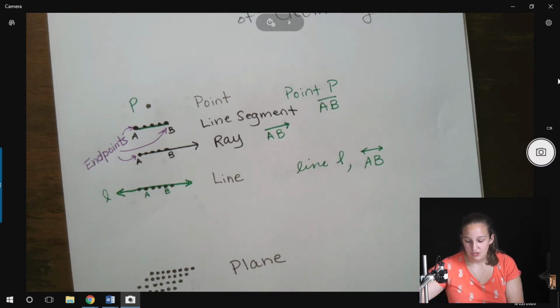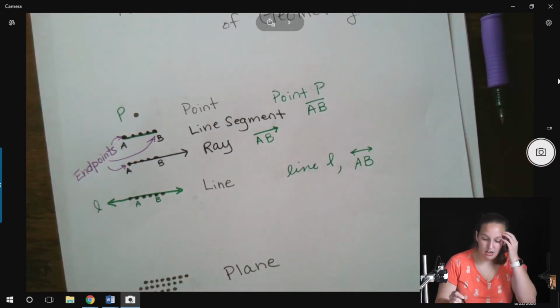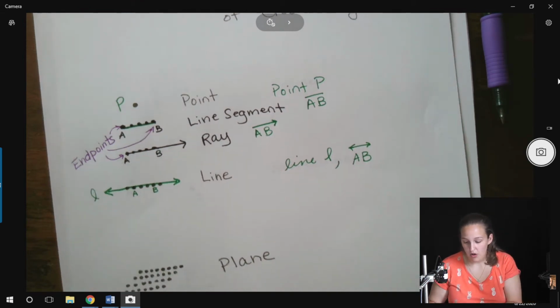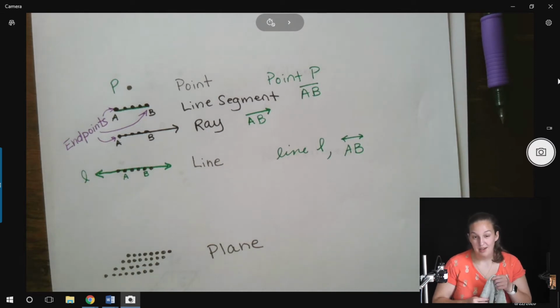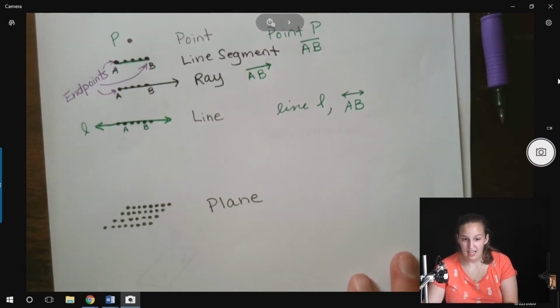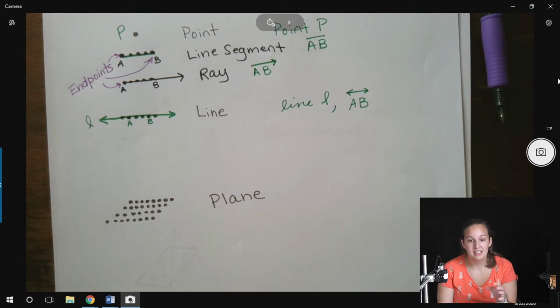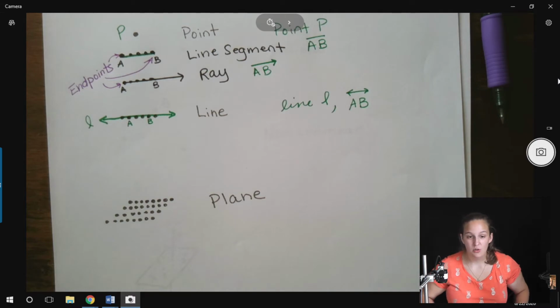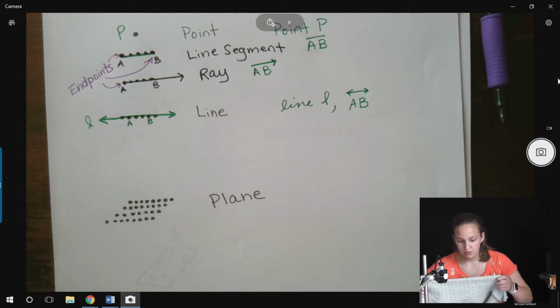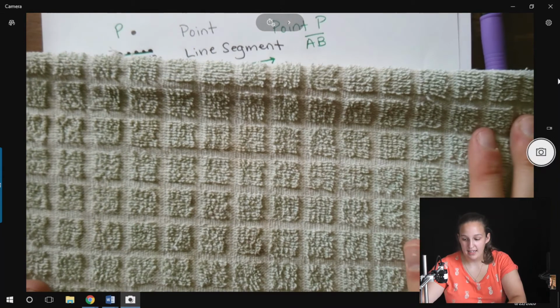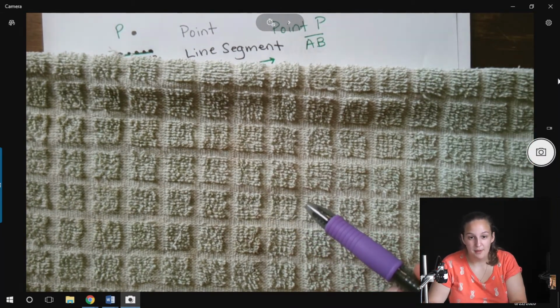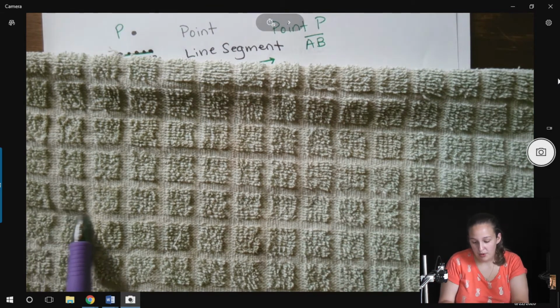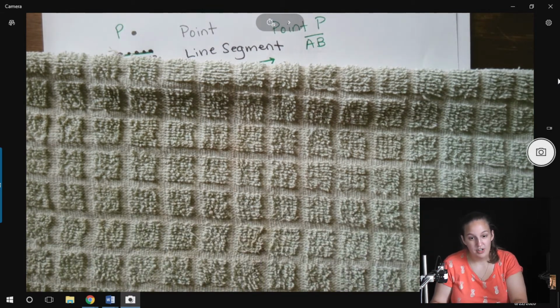Okay, so if we want to talk about all of these things added together, what am I talking about here? I'm talking about a plane. So in this case, if you have a bunch of points and they're all smashed together, or you have a bunch of lines, we can call that a plane. So just for example, if I had this rag here, and each one of these loops was representing a point, well, when the points are all put together, they go off forever and ever. That's a line.